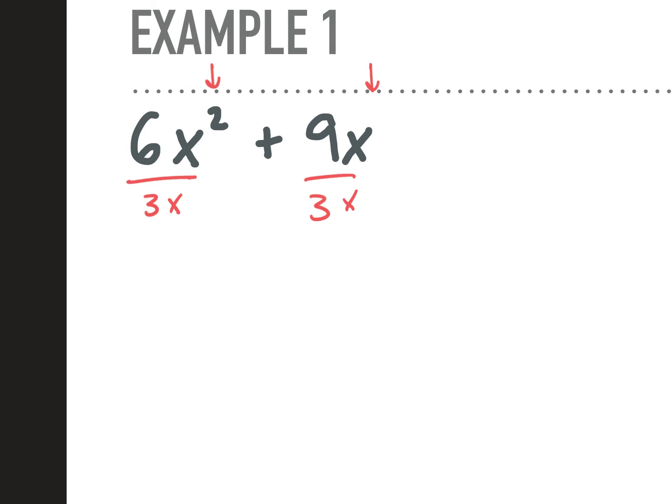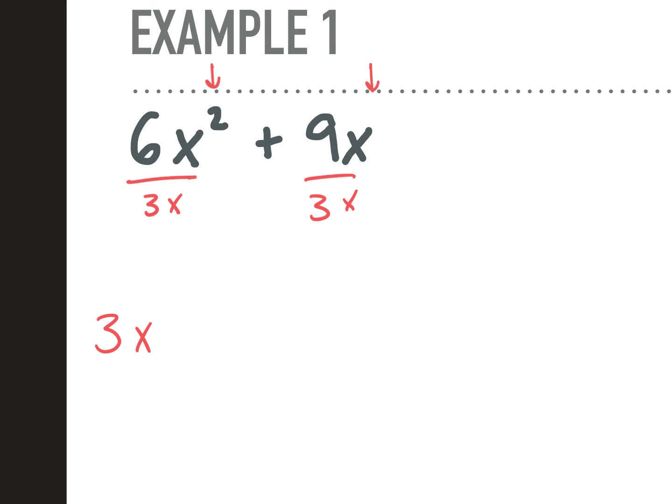So my greatest common factor between just the variables, I have 2 x's here, and I have 1 here, because it's x squared, and I have 1x. So I'm going to take out an x, because that's what they both have in common. So it's always the smallest variable that gets taken out, what they all have in common. So we're taking out a 3x because that's our greatest common factor.